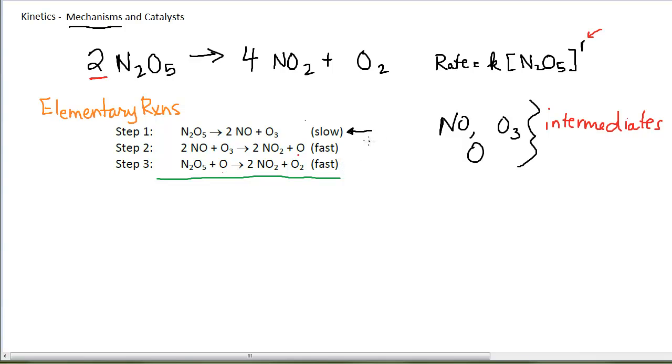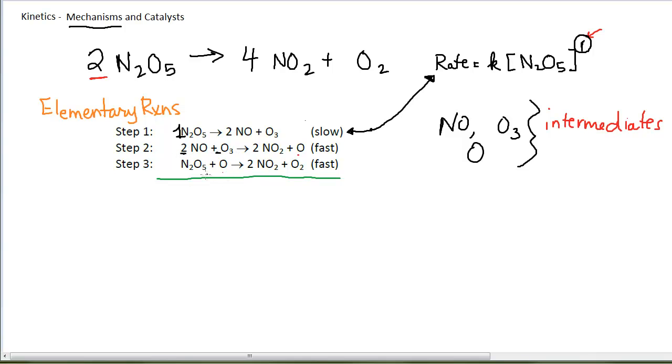The slow step in the proposed mechanism must agree with the rate law, in which case this does, because this proposes that one N2O5 undergoes this rearrangement, and that's the slow step, and that agrees with the first order rate law. An elementary step in a mechanism that has one reacting species leads to a first order rate law for that individual step. The second step would lead to an overall third order rate law for this individual step, second order in NO and first order in O3.